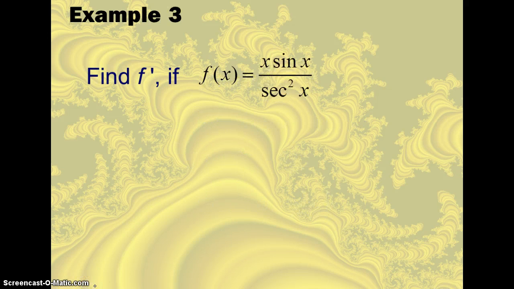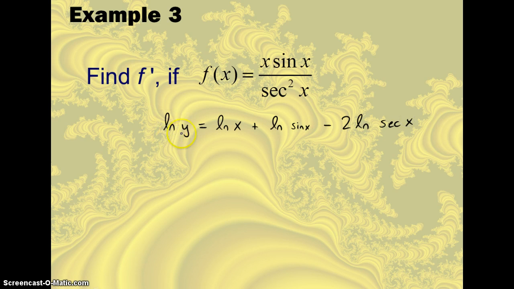Again, you could, if you wanted to, do a quotient rule. Inside the quotient rule, you'd have a product rule. You could even bring this secant squared up top and do a 3-part chain or a 3-part product rule if you really want. But I'm going to practice this new log stuff. So ln of y equals ln of x plus ln of sine x minus 2 ln of secant x.